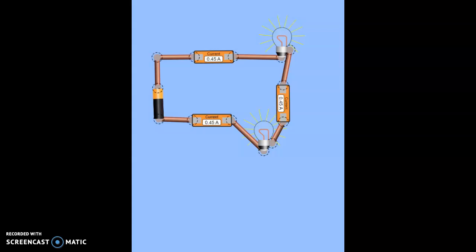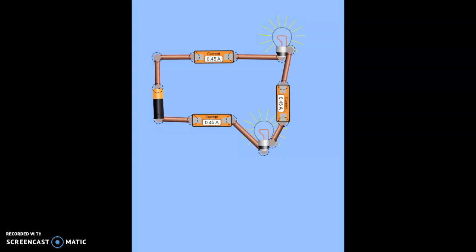Now, this first circuit that we see here is our simple standard circuit with just the battery and 2 bulbs. And you see I have the ammeters here positioned like it has on that worksheet. And you notice that each ammeter reads the same value, 0.45 amps.